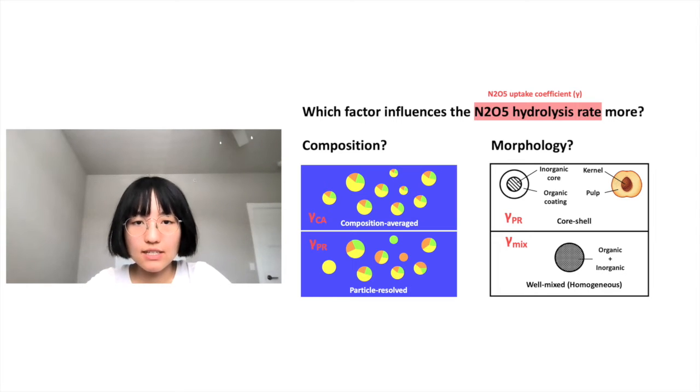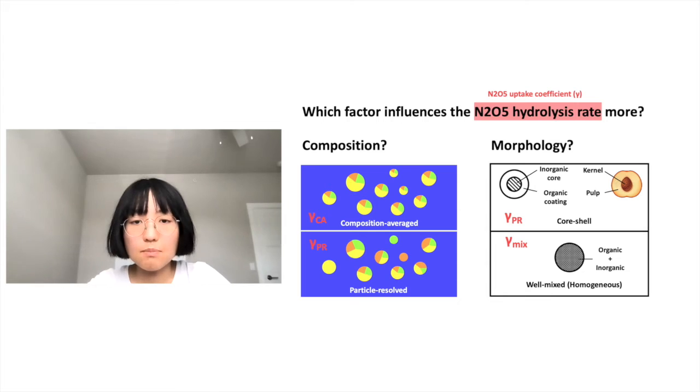N2O5 is an important nighttime reservoir for NOx. During the night, the heterogeneous hydrolysis of N2O5 on aerosol particles is considered a possible pathway for NOx removal and leads to nitric acid formation as well. The reaction rate of the hydrolysis of N2O5 on aerosol particles can be quantified by an uptake coefficient called gamma.